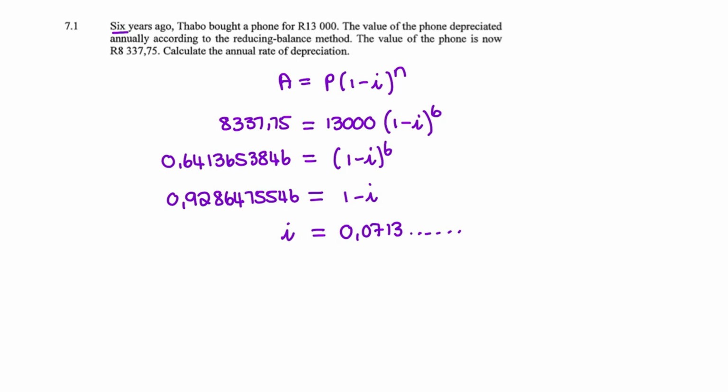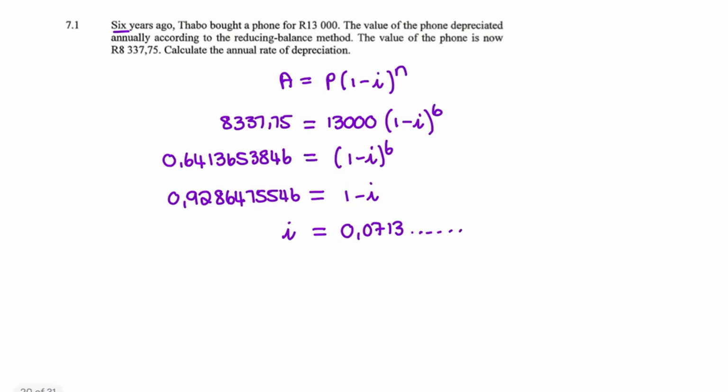Now, in order to answer the question, they said calculate the annual rate. So i is not the rate. In order to find the rate, I need to multiply i with 100. And that simplifies to 7.14%.